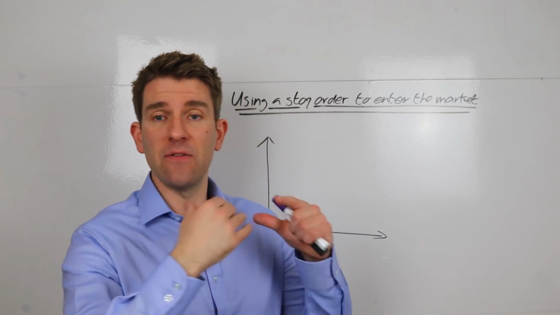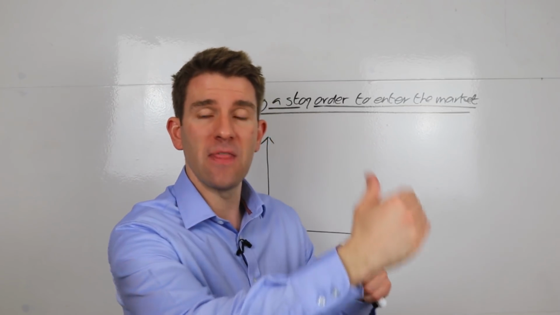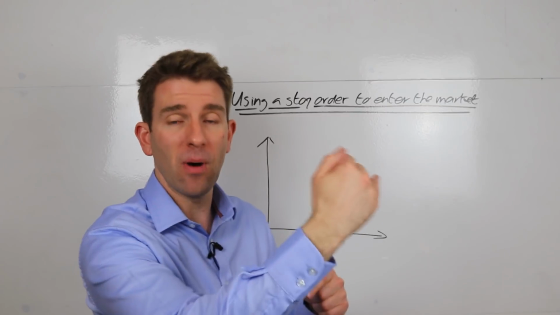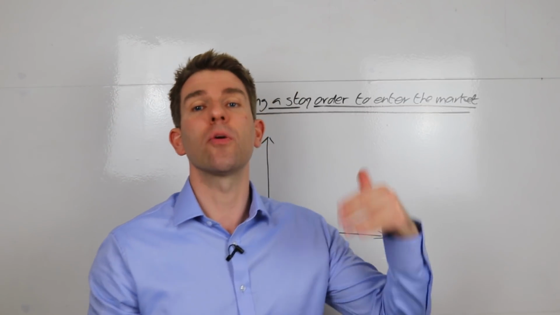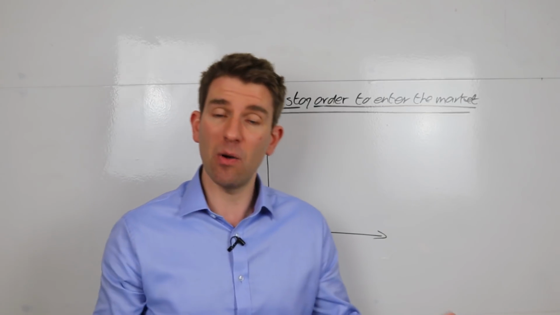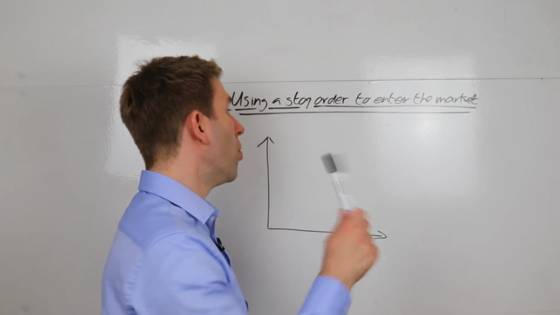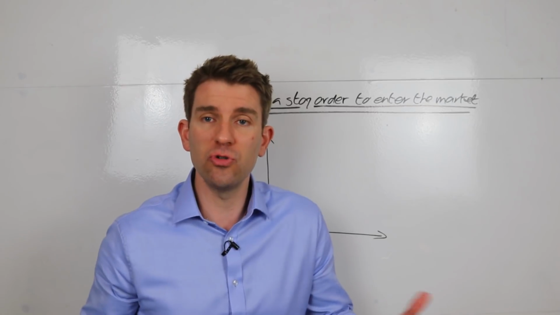The other way around, if you're short and you've got a buy stop order, then that's going to buy a position to cancel out your short and crystallize that loss at a certain point, to stop that loss potentially getting worse. However, you can use stop orders to enter the markets. How would you do that?